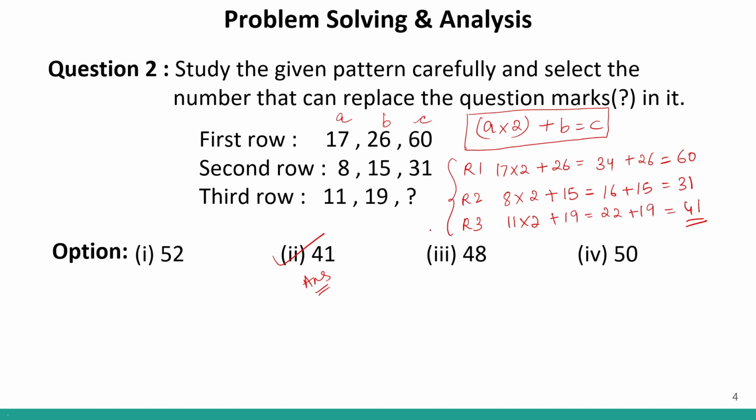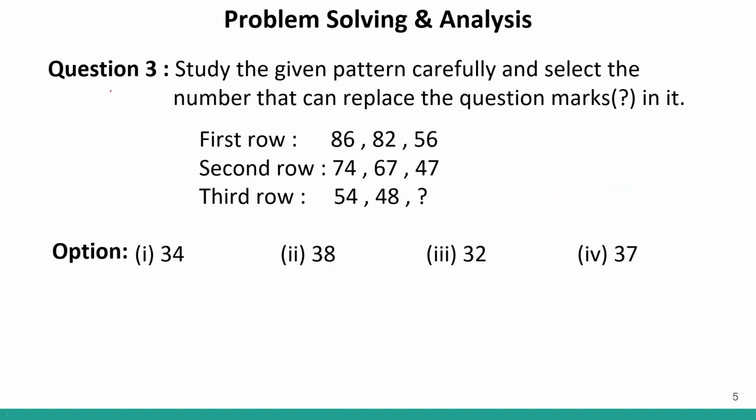Let us move on to question number 3. Question number 3, again a question of logical grid. Over here, I can see that these two numbers are slightly comparable, but this number is slightly smaller than these two numbers. So 86, 82 is sort of comparable and 56 is smaller. So I can assume that maybe certain operations are being carried on 86 and 82 to get a smaller number.